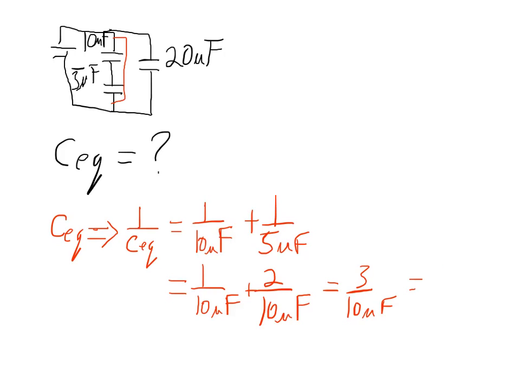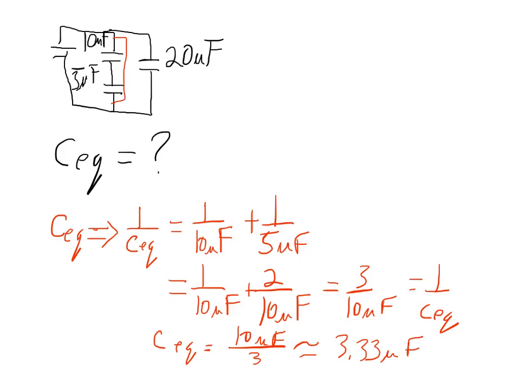And since that's equal to 1 over CEQ, CEQ is equal to 10 microfarads divided by 3, or about 3.33 microfarads. And the units here are nice enough that we can leave them in microfarads as we deal with them, not have to convert into typical notation and then back. Okay, so that's just for this part.